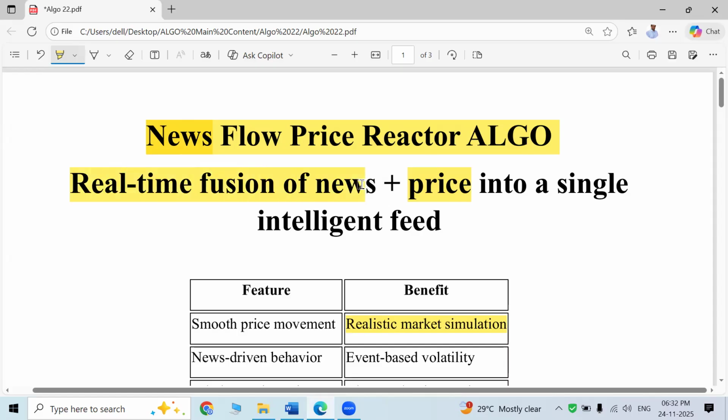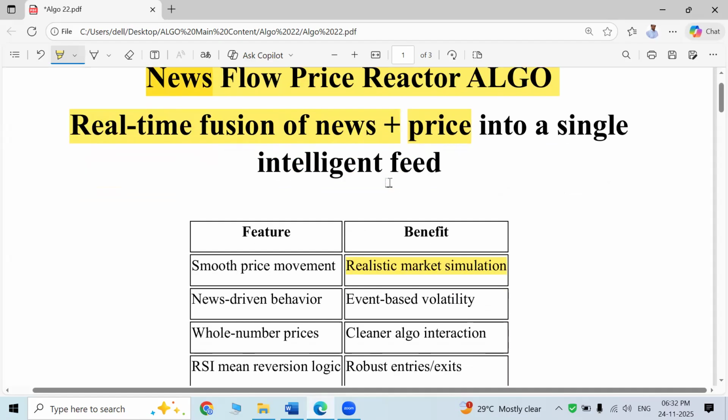So what we are going to do in this complete video is generate this kind of news in the simulation. There are 5 categories of news which we are going to generate randomly, and we are going to check what is happening to the price with the news flow.